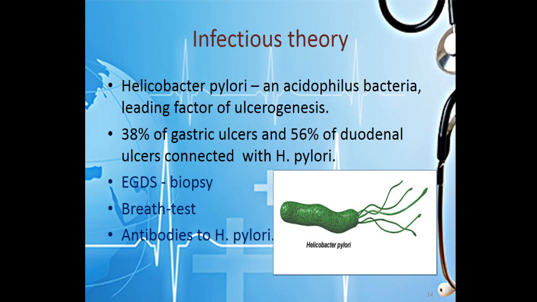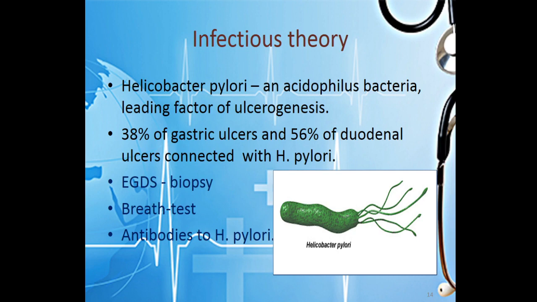How to find this bacteria? We have EGDS with biopsy. During biopsy, we take a piece of the mucosa under the microscope. We can see these bacteria and we count them. Then the breath test. There is a special enzyme of the bacteria. We can find the urea formation after this and find it during the breath test. And of course, we can find antibodies to H. pylori during blood analysis.